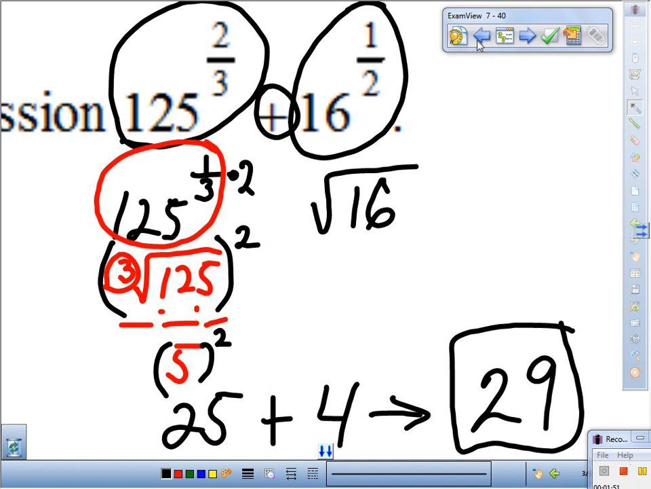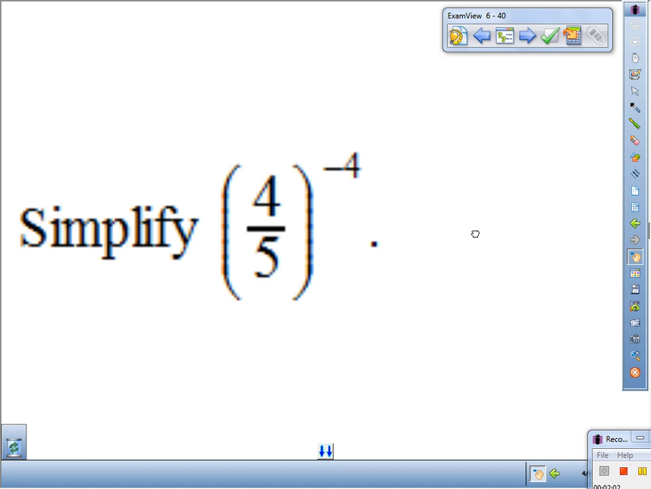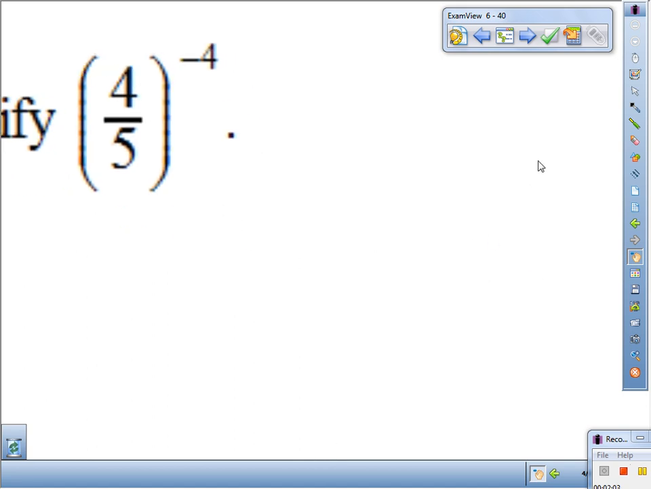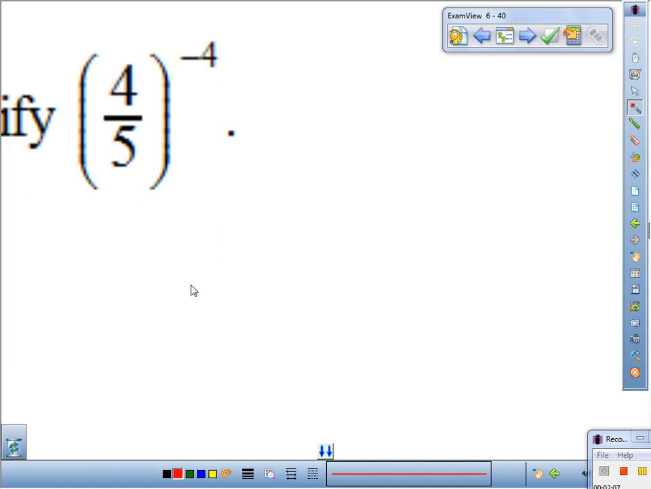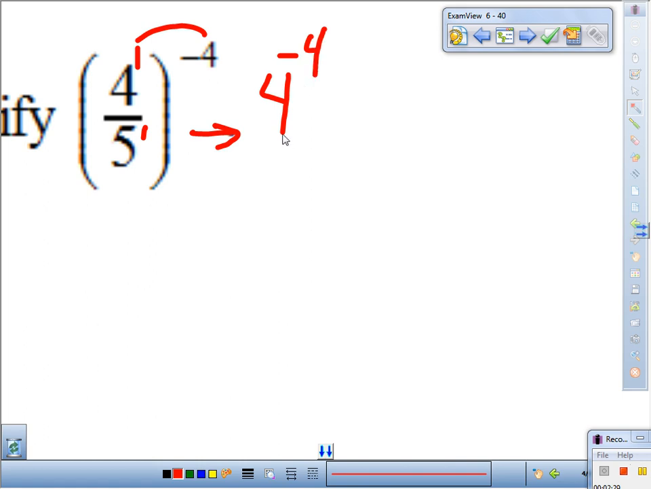Number 6. And once again, we're still on study guide B. Here we go. For this one, I keep seeing some of you, maybe you're tired or whatever the case, somehow keep multiplying the numerator times the exponent and the denominator times the exponent. These are whole numbers. This is an exponent. However, what is the exponent of 4 and 5? 1 and 1. So when you distribute, this is written as 4 to the negative 4 over 5 to the negative 4. So far so good?